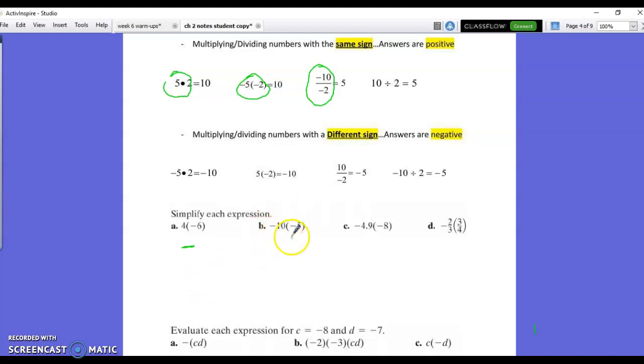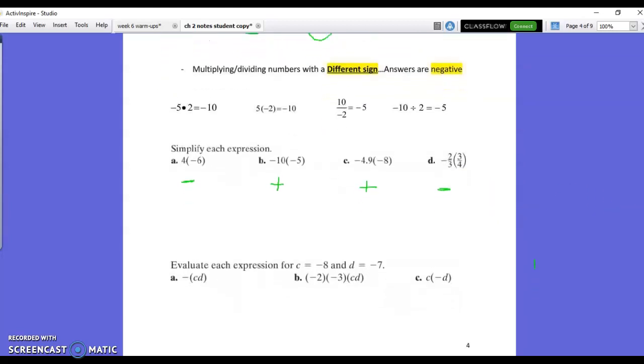Here we have a negative 10 times a negative 5. Because there's two negatives, when we multiply them, our answer will come out as positive. C, and we have two negatives being multiplied by each other. Answer would be positive. And here we have a negative 2/3 being multiplied by a positive 3/4, so that answer would be negative as well.